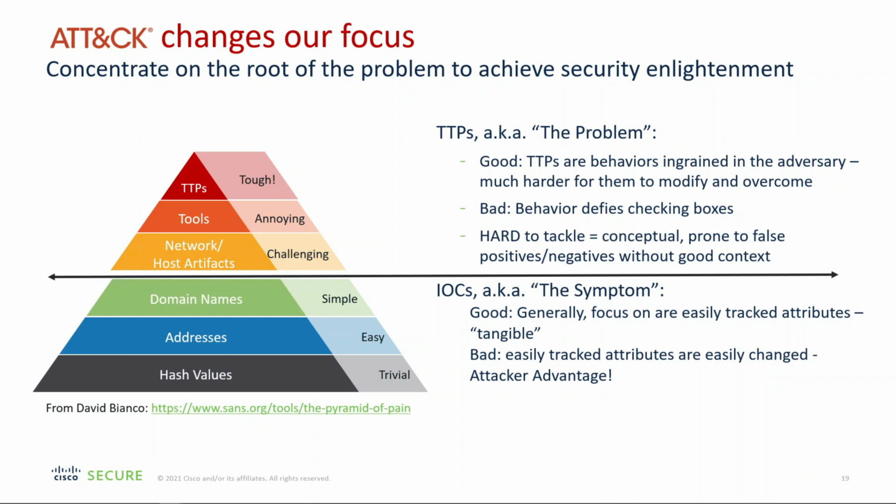If we disrupt any part of that path, it makes it difficult for them to overcome, especially if we're at the TTP level versus the IOC level: domains, IP addresses, and hash values.